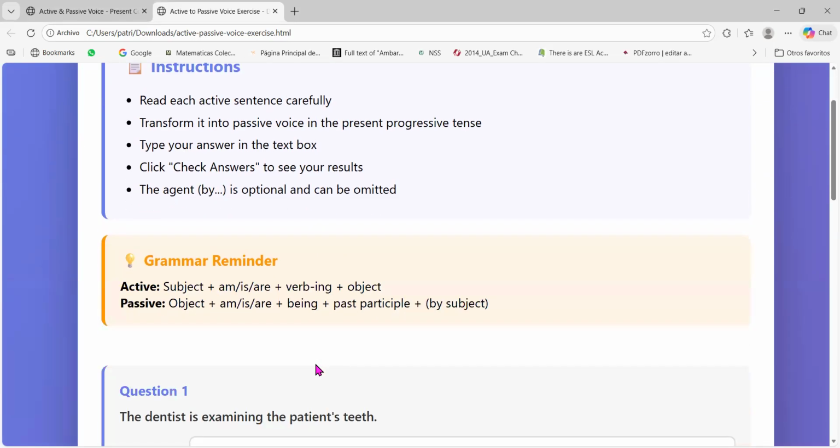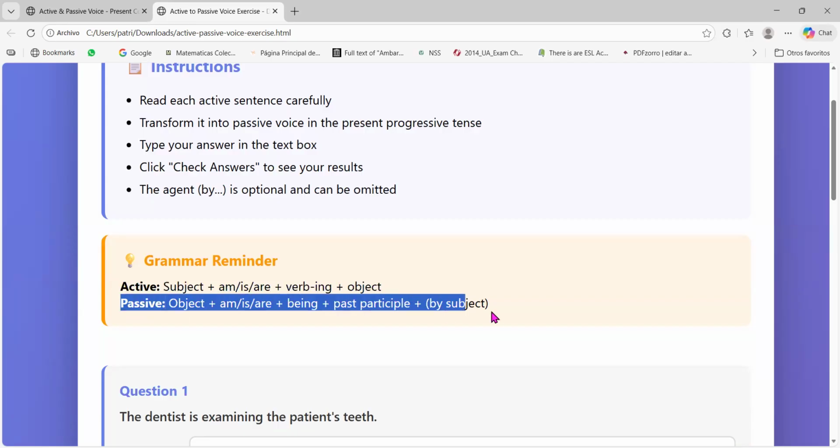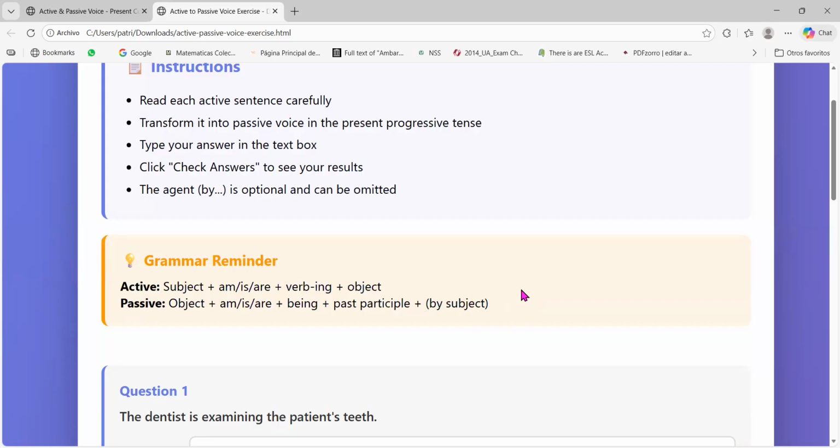Grammar reminder. My dear Alexa, formula active: subject plus am, is, are plus verb-ing plus object. Passive: object plus am, is, are plus being plus past participle plus by subject. Optional, okay?